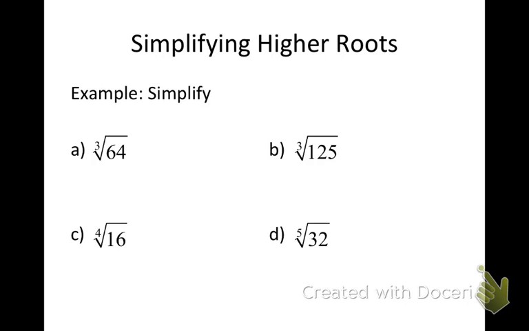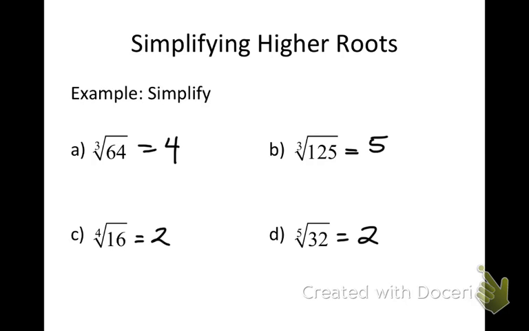4, right? 4 times 4 is 16. 16 times 4 is 64. So the cube root of 64 is 4. What would be the cube root of 125? 5, because 5 times 5 is 25. 25 times 5 is 125. Fourth root of 16? 2. Yep, 2 times 2 is 4, times 2 is 8, times 2 is 16. And what's the fifth root of 32? 2 also. 16 times 2 gets you there.